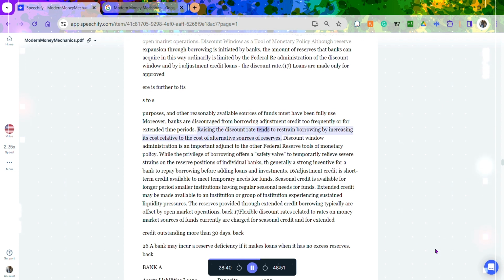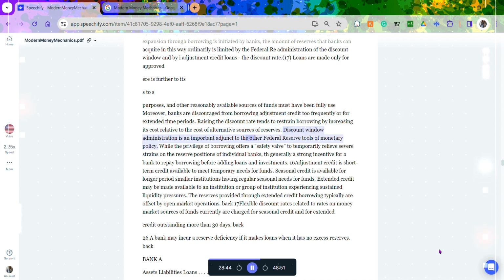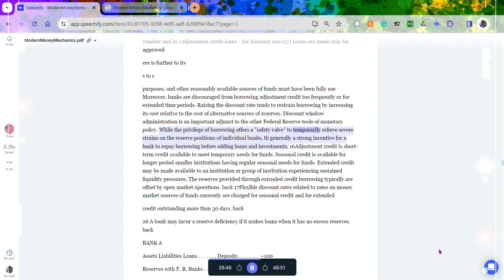Raising the discount rate tends to restrain borrowing by increasing its cost relative to the cost of alternative sources of reserves. Discount window administration is an important adjunct to the other Federal Reserve tools of monetary policy. While the privilege of borrowing offers a safety valve to temporarily relieve severe strains on the reserve positions of individual banks, there is generally a strong incentive for a bank to repay borrowing before adding loans and investments.